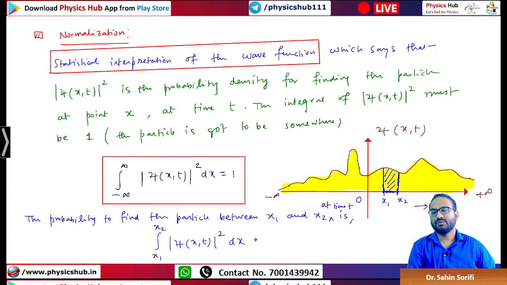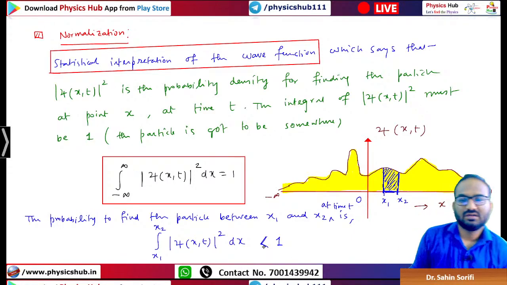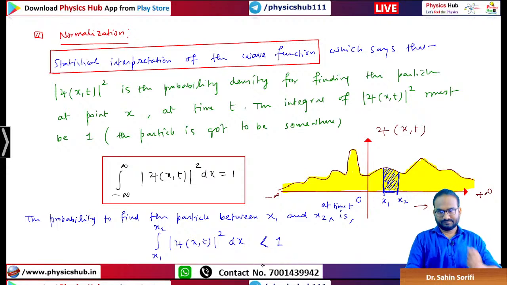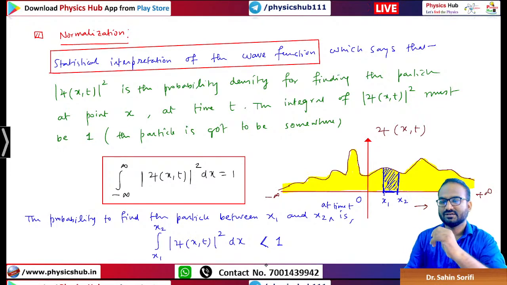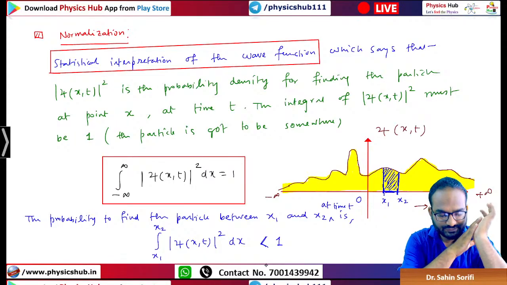This will not be 1, because if you scan over the whole space, then it will be 1. Obviously we are scanning over a limited space, so this must be less than 1. Clear? It may have some value, but it will definitely be less than 1. Did you get the concept of probability density and normalization?